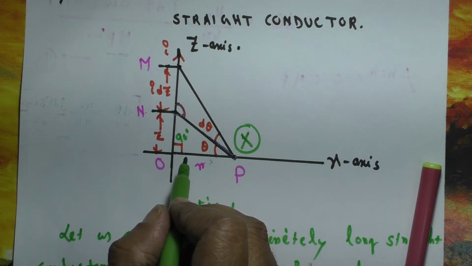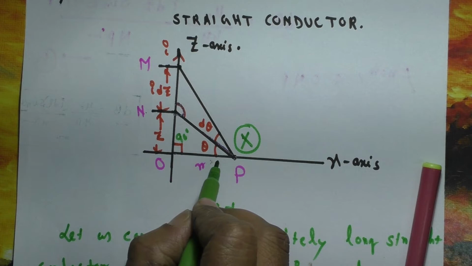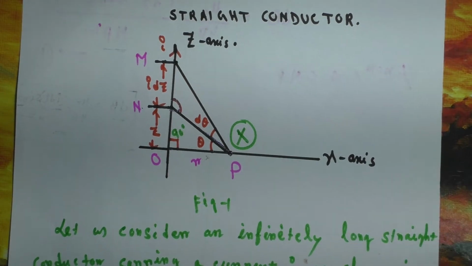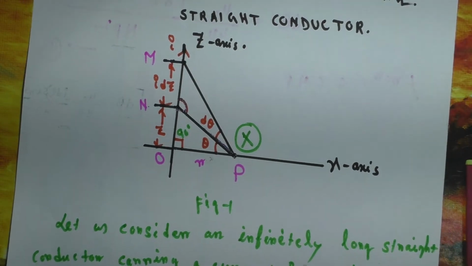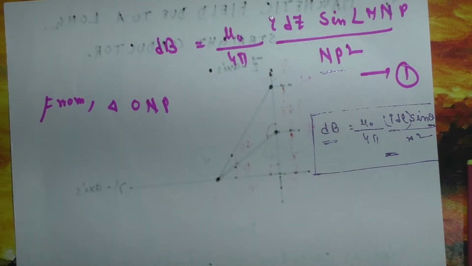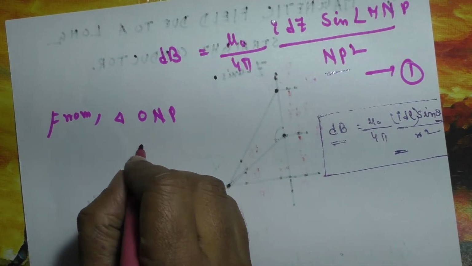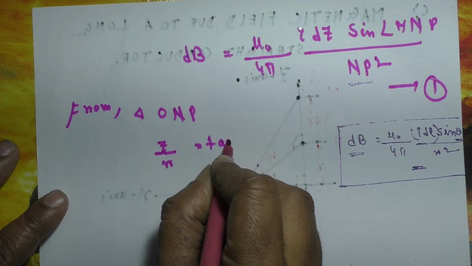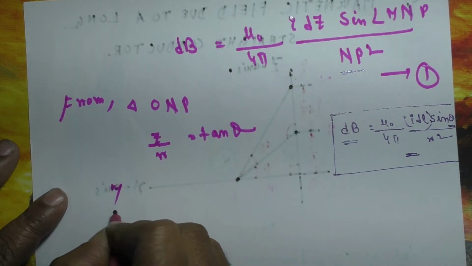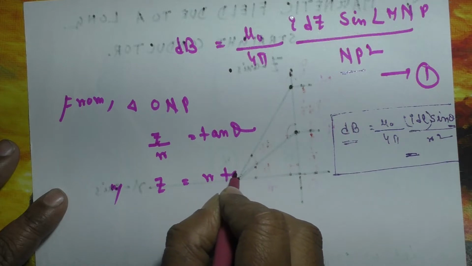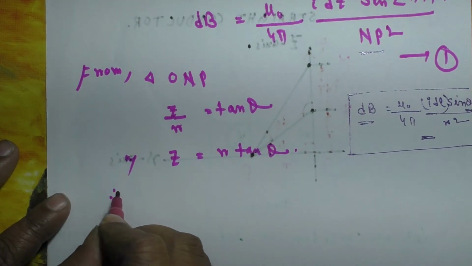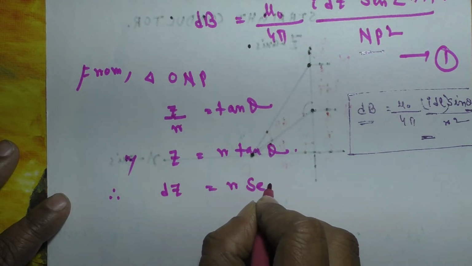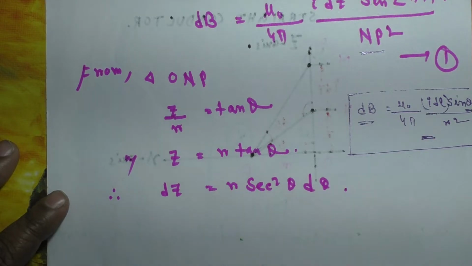This is right angle triangle, and this is perpendicular, and this is base, and we can write z by r equal to tan theta from this triangle NOP or ONP. So from triangle ONP we can write z by r equal to tan theta, or z equal to r tan theta. Therefore we can write dz equal to r sec square theta d theta.